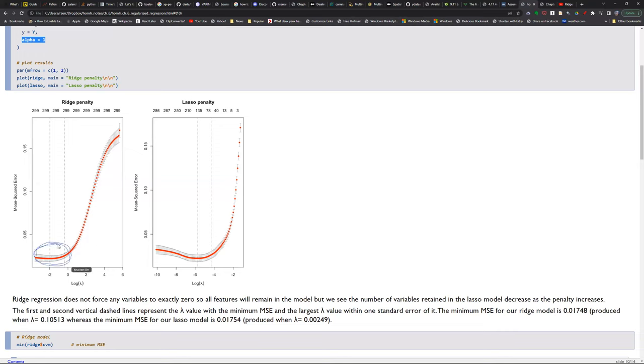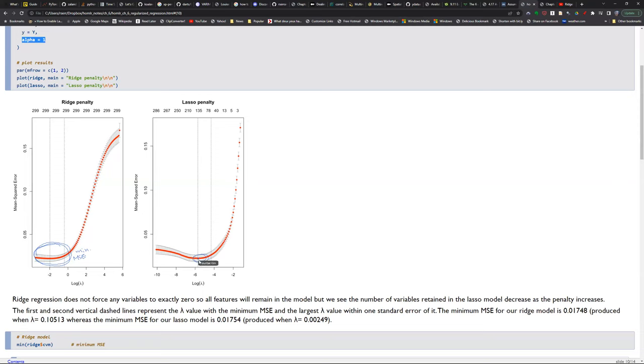Okay, so this is basically the region where we have minimized that mean square error. So these values of lambda, log of lambda from -2 to 0, are going to be the optimum. Then, compared to the lasso, the lambda parameter is going to be right here, between these two dotted lines.